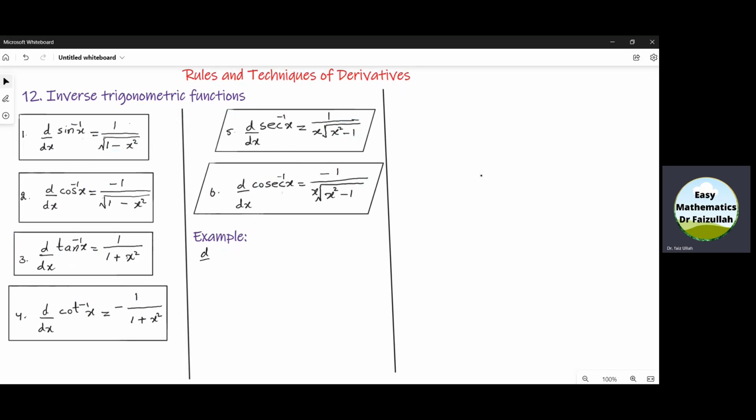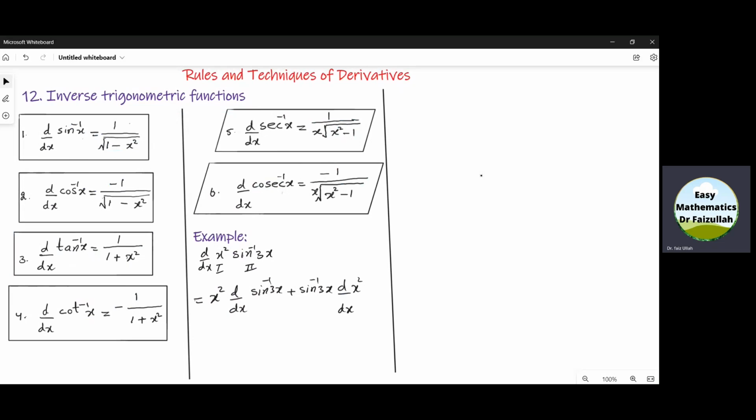d by dx of x square sine inverse 3x. To differentiate this, we can see there are two functions in product, so we use the product rule. First function, differentiation of the second, then plus second function sine inverse 3x, differentiation of the first function.